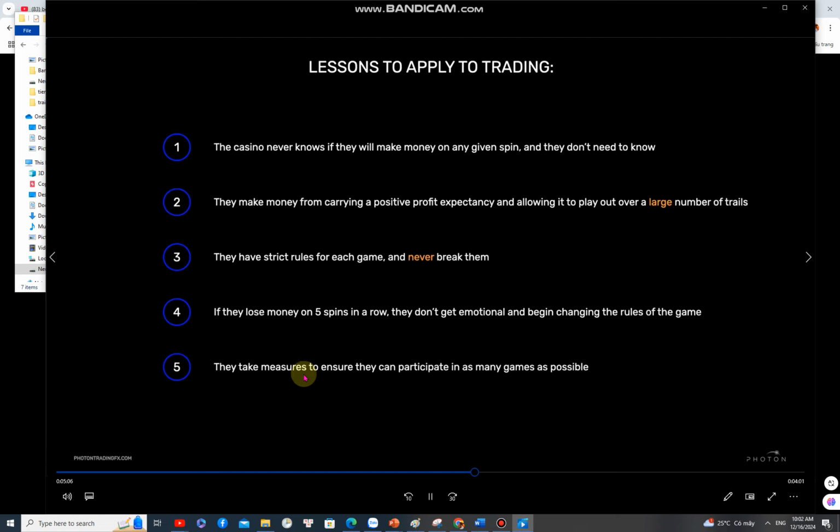And finally, they take measures to ensure that they can participate in as many games as possible. Right? So they use risk management techniques such as putting maximum bet size limits on the table, because that prevents any of the punters from putting on a huge bet where the punter could potentially have a lucky win that could end up wiping out the casino. So the casino just puts risk management measures in place, which allows them to stay in the game long enough to see their profitable edge play out and survive any inevitable random losing streaks that they may incur. And all of those 5 are really great lessons that we can apply to our trading.